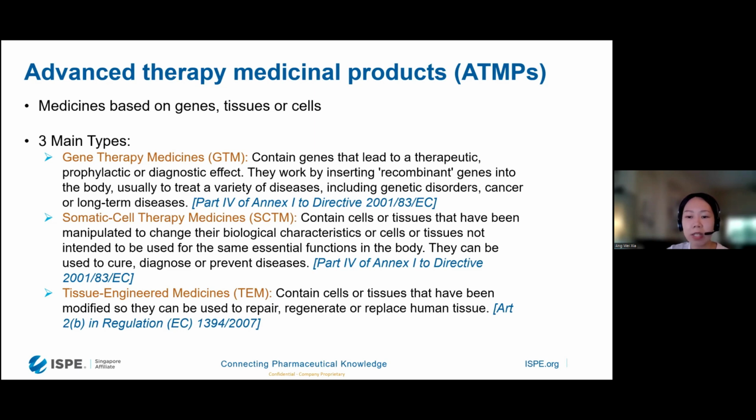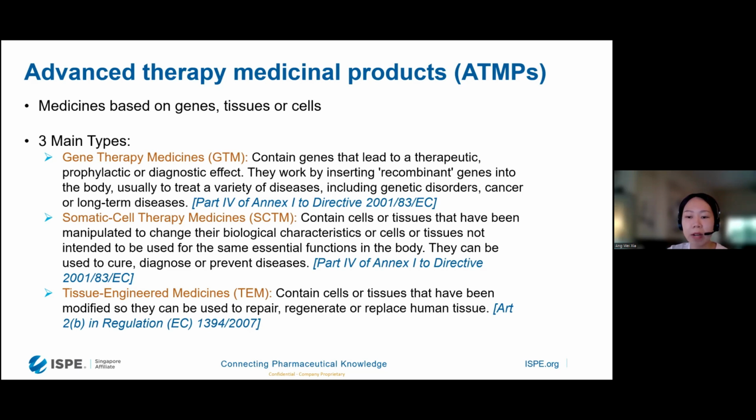GTM contain genes that lead to a therapeutic, prophylactic, or diagnostic effect. They work by inserting recombinant genes into the body, usually to treat a variety of diseases. SCTM contain tissues or cells that have been manipulated to change their biological characteristics, or cells or tissue not intended to be used for the same essential functions in the body. They can be used to cure, diagnose, or prevent diseases.